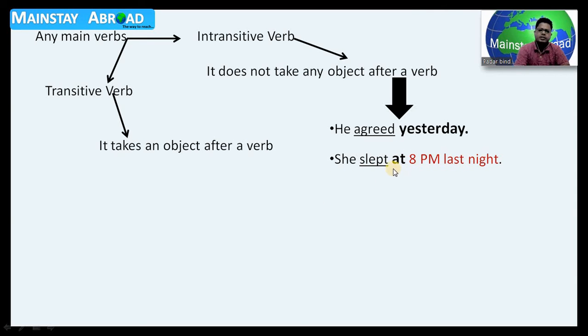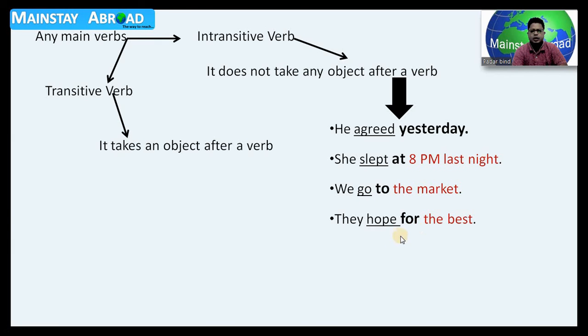So now we need to understand from here specifically. As it doesn't take an object, that's why it is intransitive verb. Here also agreed doesn't take an object. Now we go to the market. So go doesn't take any object. Here hope is not taking any object. They hope for the best. No object here. So the verb which doesn't take an object is called intransitive verb.